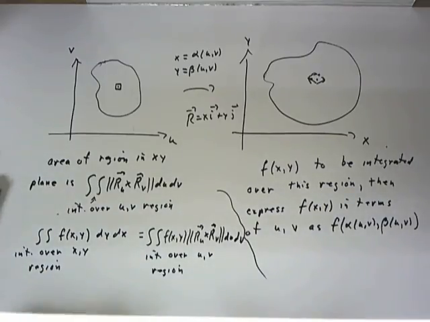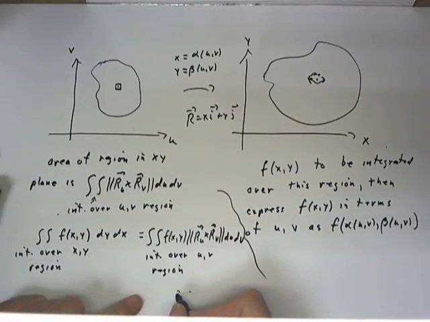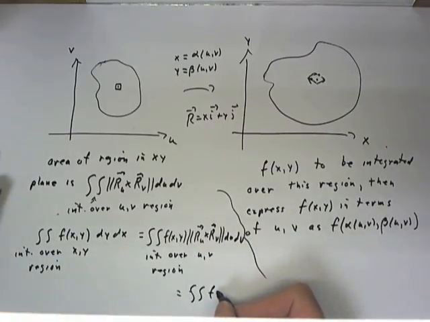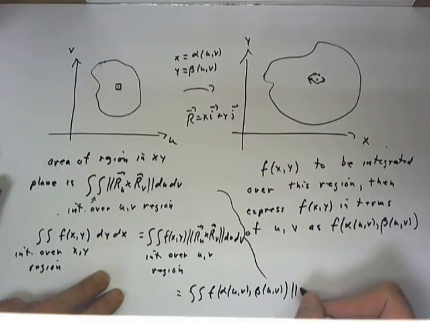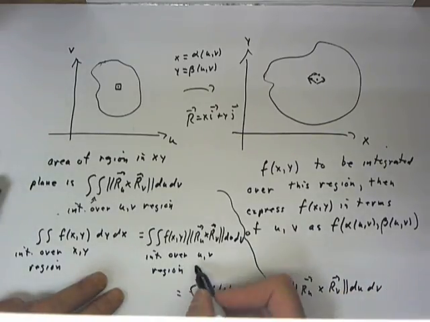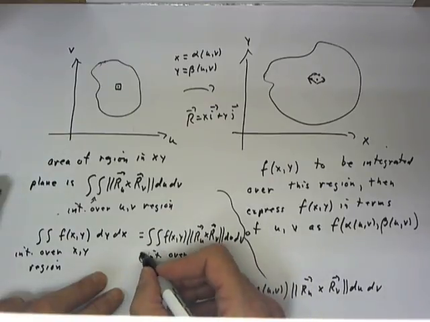So if we multiply our value of f at this point by the area of this region, which is the du dv, multiplied by the multiplier, the ratio of areas, we get the value of f at this point multiplied by the area of this region, which is what we use to set up the integral in the xy region. Just to be as clear as possible, this would then equal the integral of f of alpha of uv, beta of uv, times the magnitude of ru cross rv du dv over the same region.